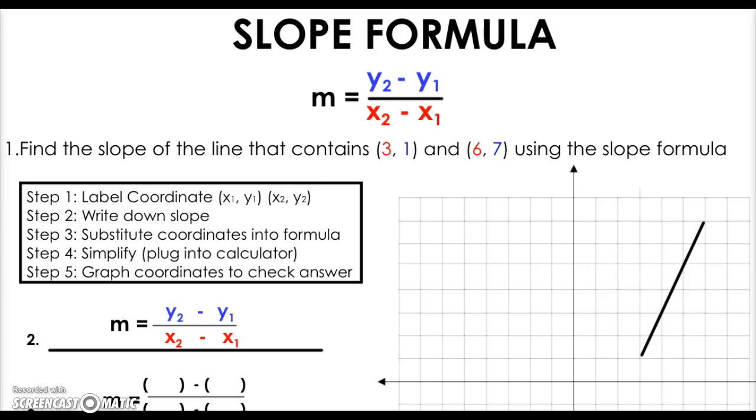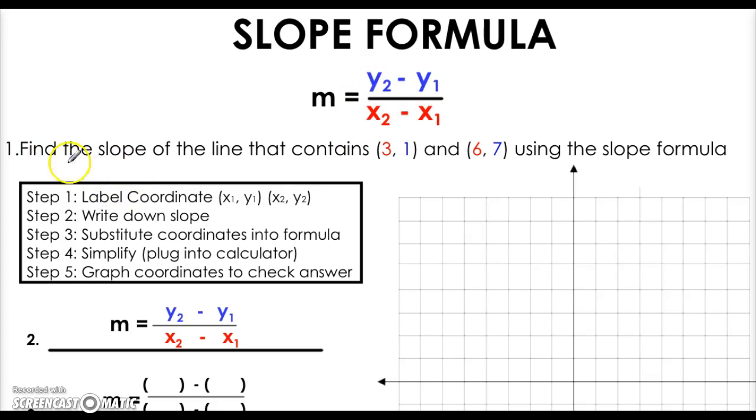Slope formula. So let's say that we're not graphing, we're just given 2 points. No graph. How could you find the slope? Well, luckily we have this thing called the slope formula, which is the change in y over the change in x. y2 minus y1 over x2 minus x1.